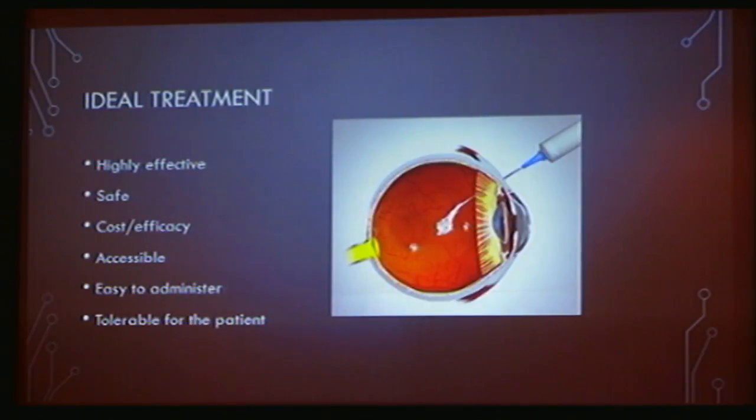We need drugs that are accessible. We have some diseases in Argentina that are very easily cured with a very cheap pill. The pill is nowhere to be seen. Nobody wants to manufacture it because it has no profit, okay? So treatment needs to be accessible.